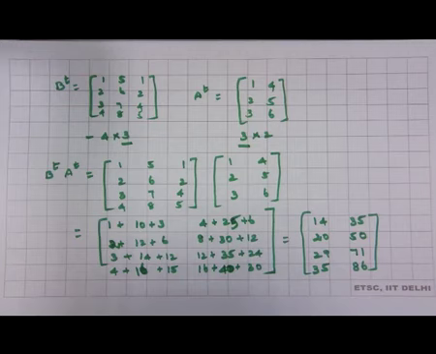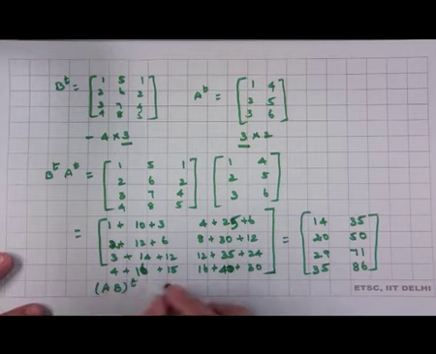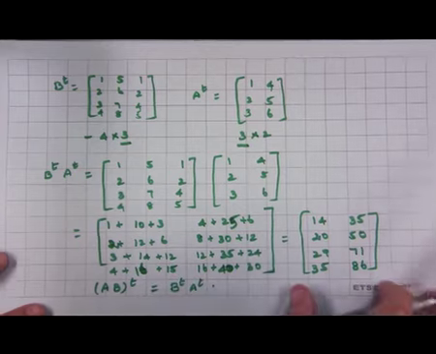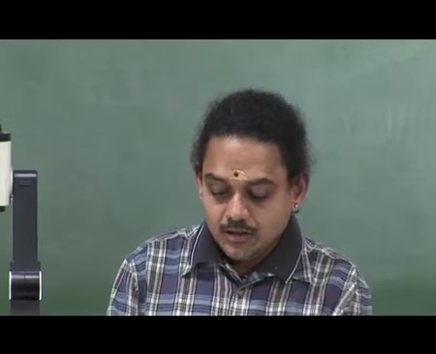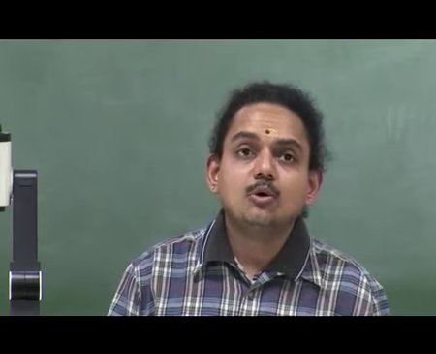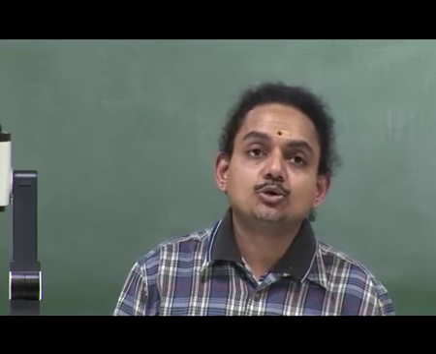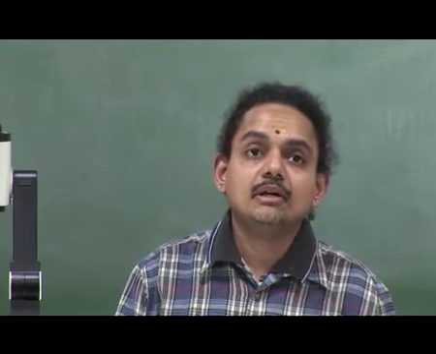One can notice through this example that (AB) whole transpose is equal to B transpose A transpose. I will stop here. In the next class we will see some more properties of matrices, and we will try to define the notion of what is known as invertibility of a matrix. Thank you.